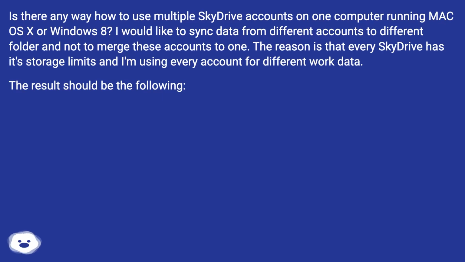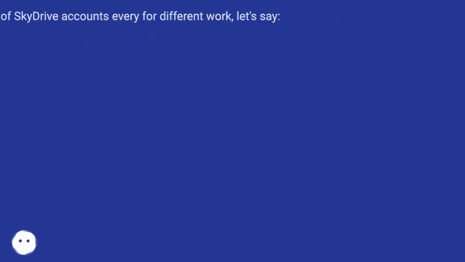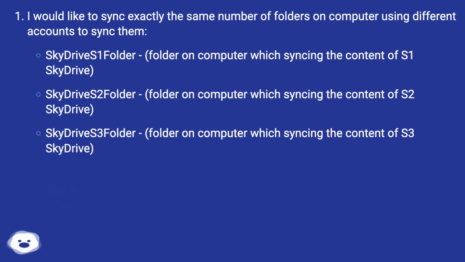The result should be the following. I have a number of SkyDrive accounts, each for different work, let's say S1, S2, S3. I would like to sync exactly the same number of folders on the computer using different accounts to sync them. SkyDrive's 1 folder on the computer syncing the content of S1, SkyDrive's 2 folder on the computer syncing the content of S2, SkyDrive's folder on the computer syncing the content of S3 SkyDrive.